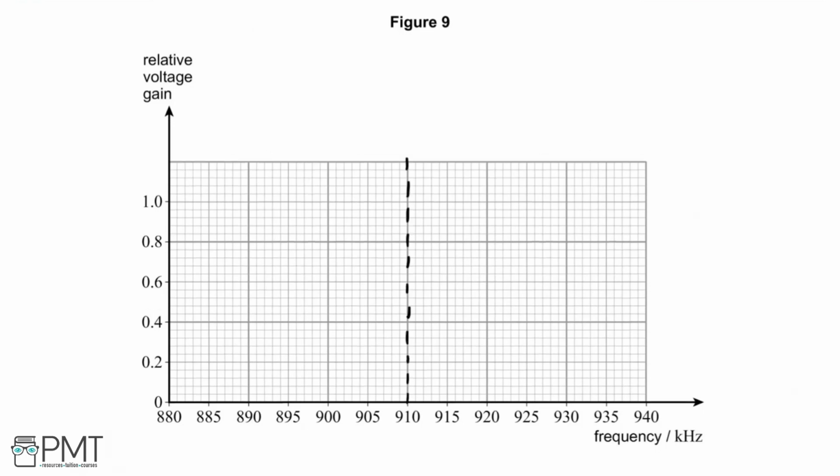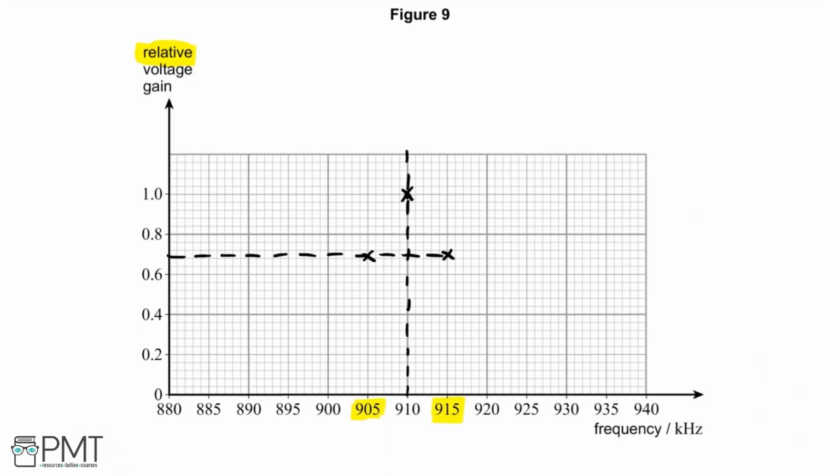As some extra reference points for this graph, because it's a relative voltage gain, the peak will be at 1. At a percentage gain of 71, or 0.71 on this axis, there will be a bandwidth of 10 kHz as stated in the question. So that will go from 905 kHz to 915 kHz. So from this, we can make a suitable curve. Now this is very difficult to draw by hand, but that's what the curve should look like. You can see that at 71%, there is a bandwidth of 10 kHz.